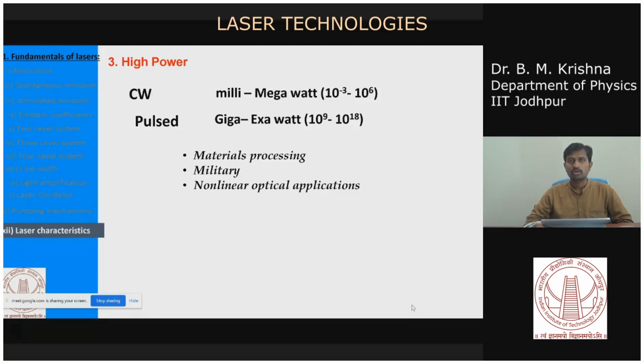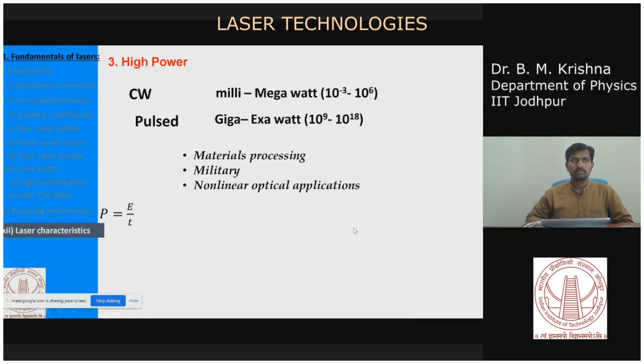If you want to do any nonlinear optical phenomena or processes, you need to have high power lasers. So we generally use high power laser systems in nonlinear optics. For example, pulse lasers are very suitable lasers to do nonlinear optics.